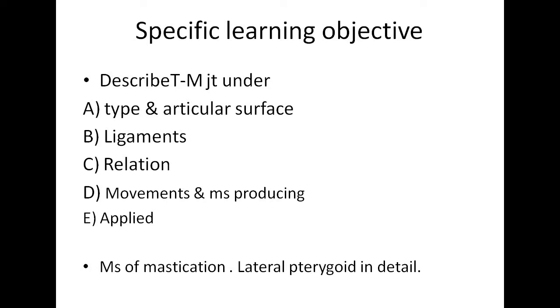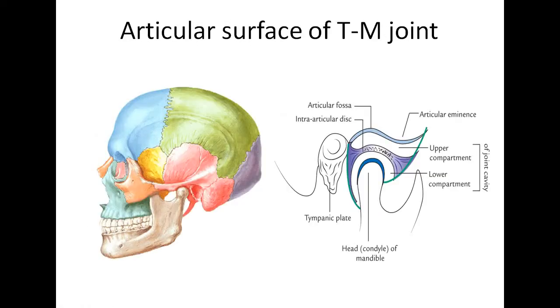The learning objectives of today's lecture are: at the end of this lecture, the student should be able to describe the temporomandibular joint under headings such as type and articular surface, ligaments, relations, movements and muscle producing it, and applied aspect of this TM joint. And you must know in detail about the muscles of mastication and the lateral pterygoid muscle in detail.